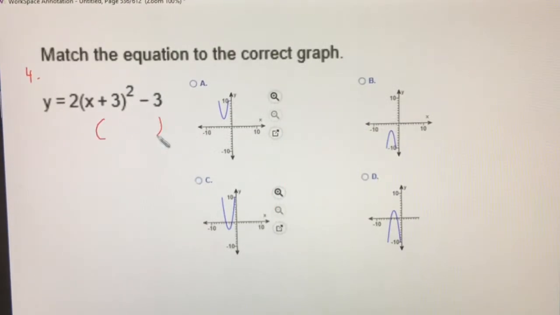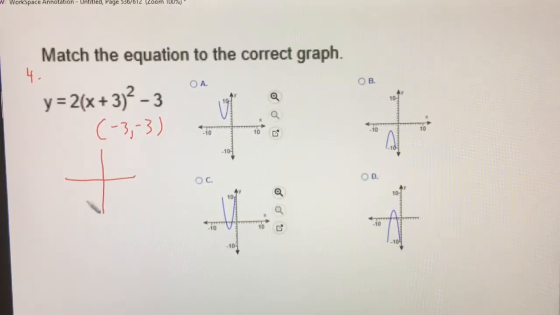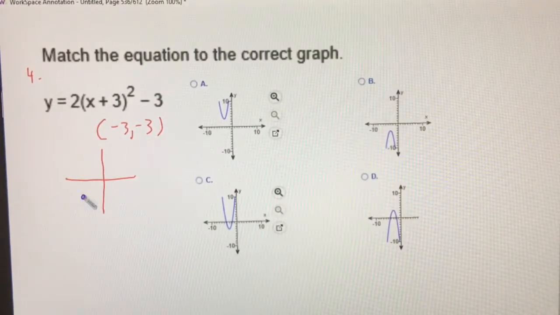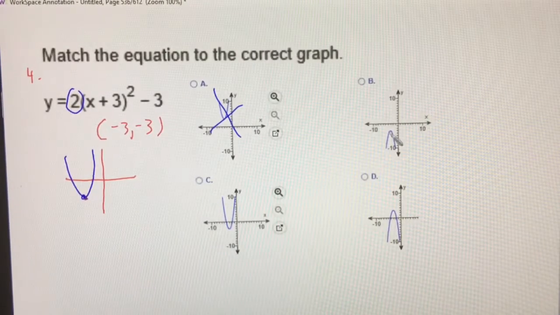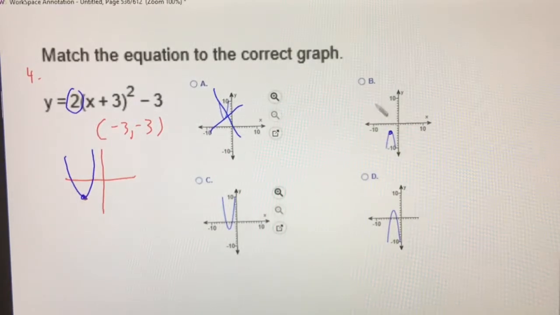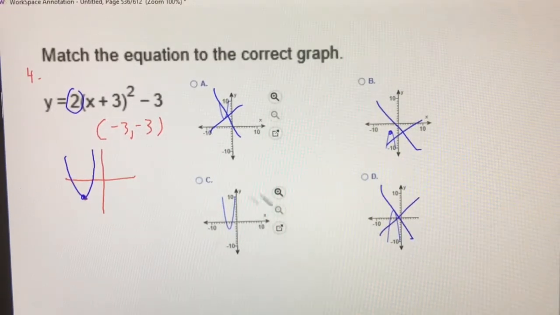Opposite same, the vertex is going to be located at (-3, -3). So if I have an x-axis, it's going to go left and down. So the vertex would be over there. It has a 2 in front, not a -2, so that means it would be concave up. This one goes left and down, this one goes left and up, it can't be A. It goes left and down, that's good, but it's concave down, no good. This one is concave down, no good. Has to be choice C.